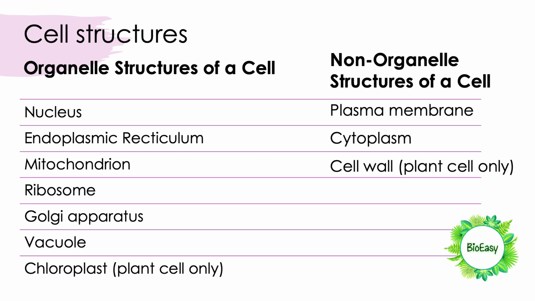Cell structures will be divided into organelle and non-organelle. Organelle structures of a cell include nucleus, endoplasmic reticulum, mitochondrion, ribosome, Golgi apparatus, vacuole, chloroplast. Non-organelle structures of a cell consist of plasma membrane, cytoplasm and cell wall.